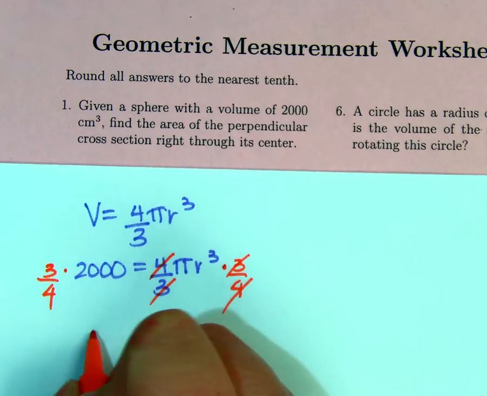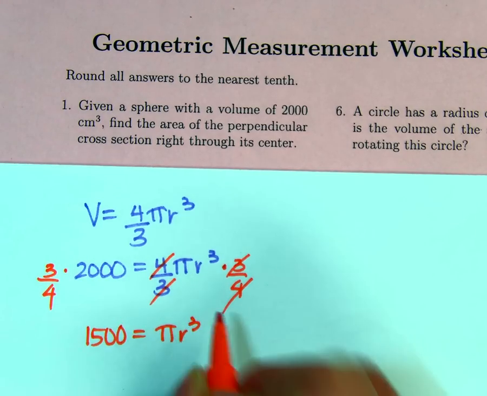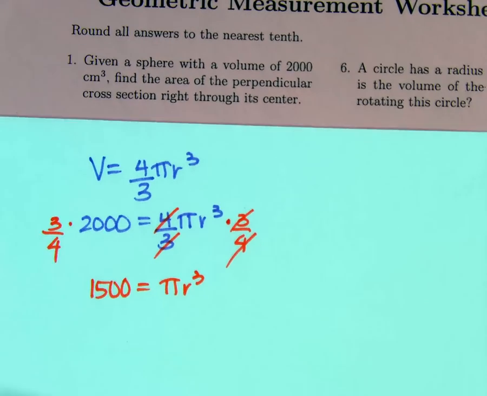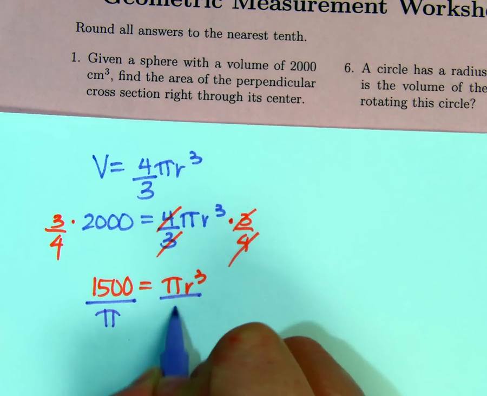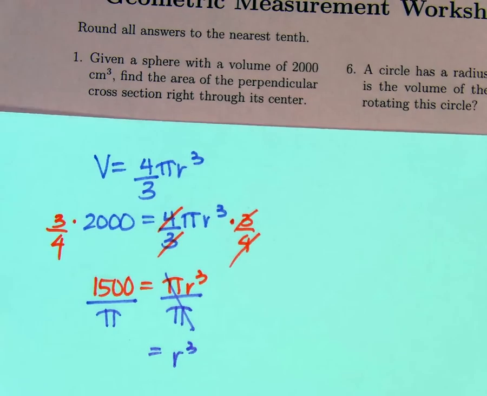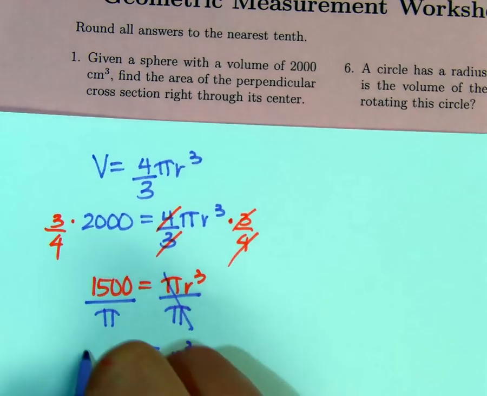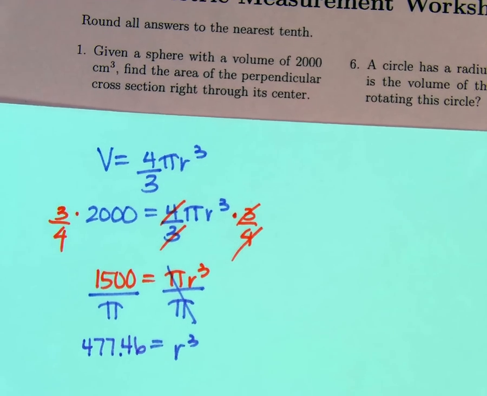And I get 1,500 when I put that in my calculator. And I get pi r cubed. And then from there, I'm still trying to solve for r. So I'm going to divide both sides by pi. So I have r cubed equals 1,500 divided by pi. And I get about 477.46.